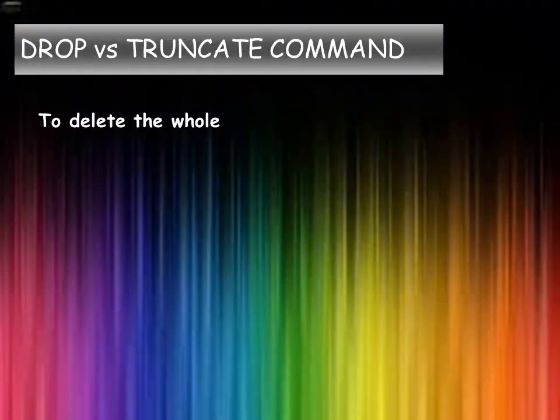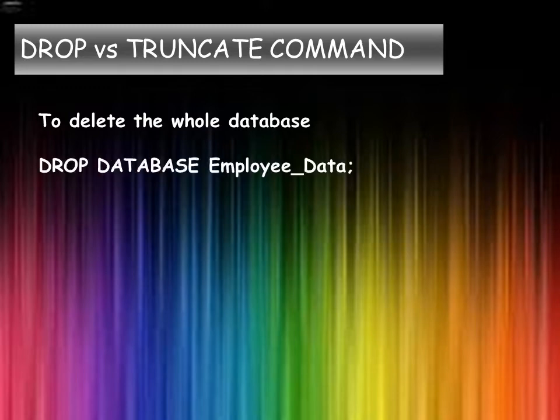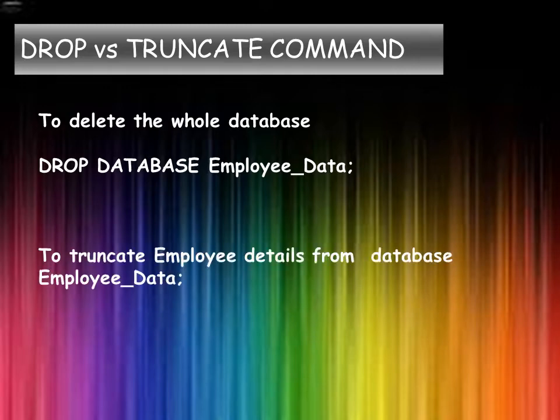If we want to delete the whole database, then we write drop database employee data. If we want to delete or truncate the employee details from the database employee data, then we will use truncate table employee. So in the first command, the details of the employee, the employee table, the employee database, everything will be deleted. But in case of the truncate command, only the details of the employee in the employee table will be deleted, but the table structure, the empty table, will still be available in the database.